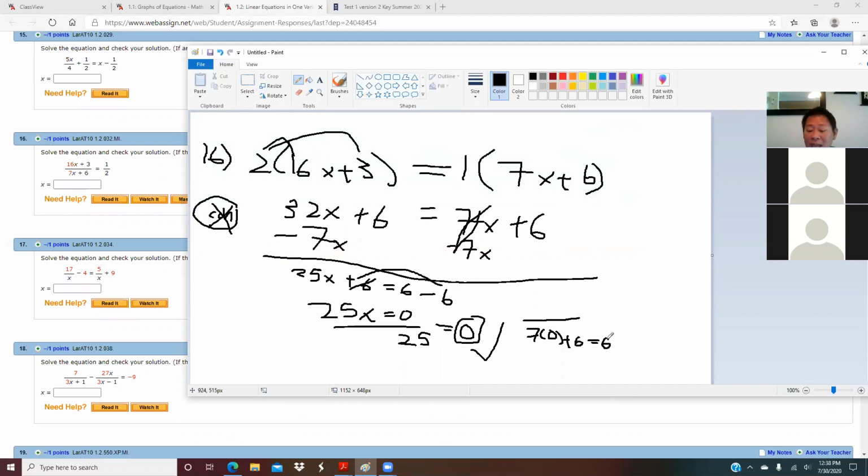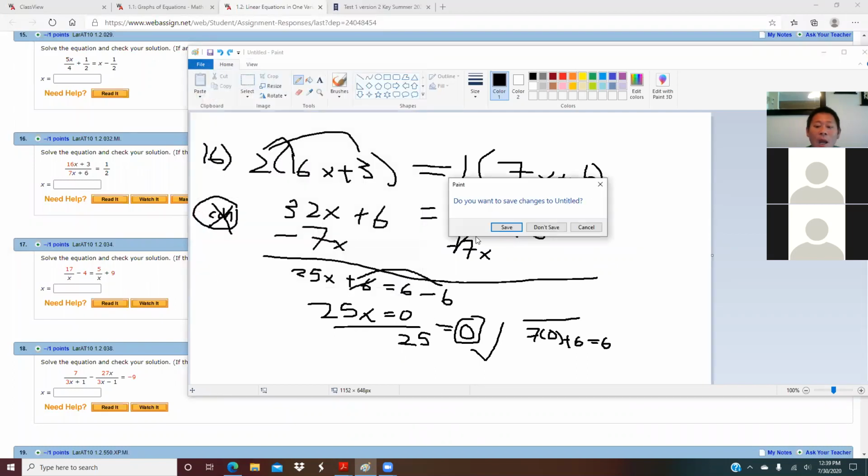What happens if this came out to be exactly 0? Then this answer is wrong. Then your answer will be D and E, does not exist. Okay, so make sure that you guys understand this. I will show you some examples so you guys know what I talk about here, okay?